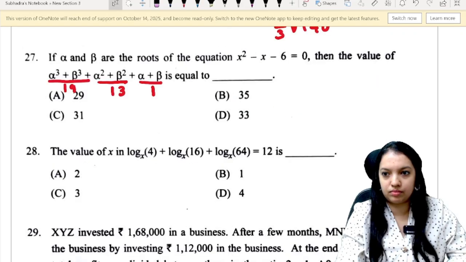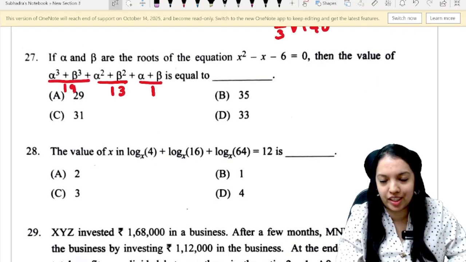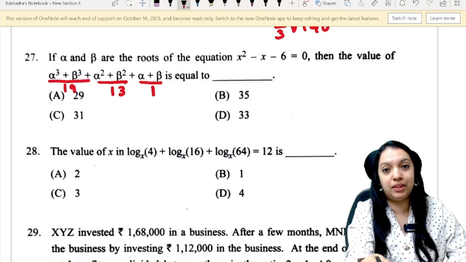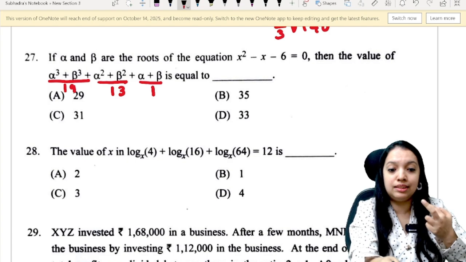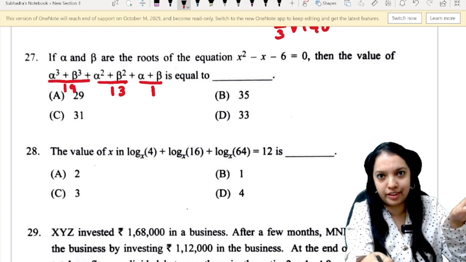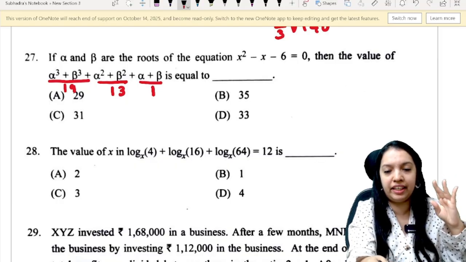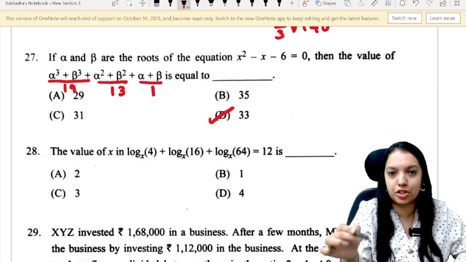That's the answer. Next question is from algebraic indices of quadratic equation. Alpha plus beta, sum of the roots, which is minus b by a. I'm getting the value as 1. Similarly, a square plus b square, a cube plus b cube formula from identities, you apply 19, 13 and 1. Add them up. Your answer for this question will become 33, option D.